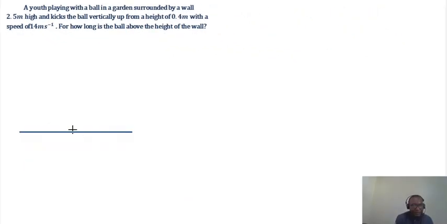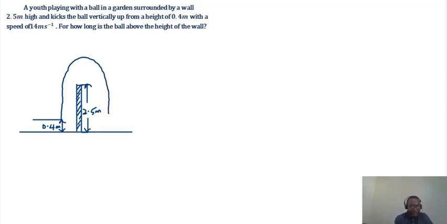So first we have the wall here. The wall is of height 2.5 meters. Now the boy kicks the ball vertically up from a height of 0.4. So we have here a height of 0.4. So the ball is going to be kicked from this point here going upwards. So there the ball is kicked, it will pass by the wall up and it will come back to the ground this side. Now they need us to find how long the ball is above the wall. So they need us to find the time taken when the ball is above here.